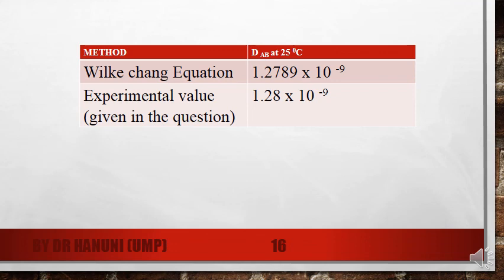Lastly, we can do a comparison between the value that we calculated from the Wilke-Chang equation and the DAB value which is given from the experiment. Remember that the DAB value given is only at 25 degrees C. So that's why our comparison with the Wilke-Chang value only involves the value that we calculated at a temperature of 25 degrees C. From the comparison here, we can say that the values are more or less the same. Even though we calculated using the Wilke-Chang equation, it is not much different from the value obtained from the experiment.